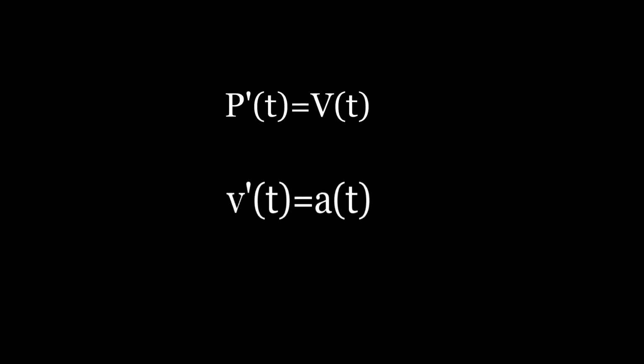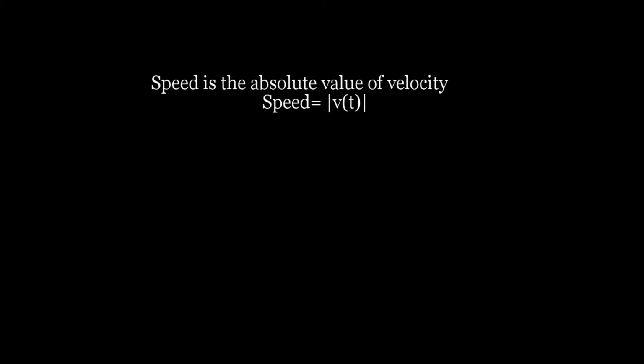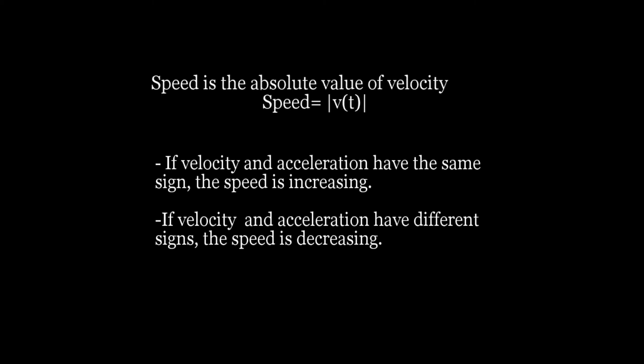It is important to know that position's derivative is velocity, and velocity's derivative is acceleration. Other things to keep in mind are that speed is the absolute value of velocity. If velocity and acceleration have the same sign, the speed is increasing. And if velocity and acceleration have different signs, the speed is decreasing.